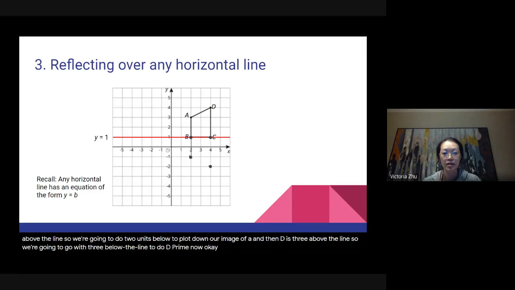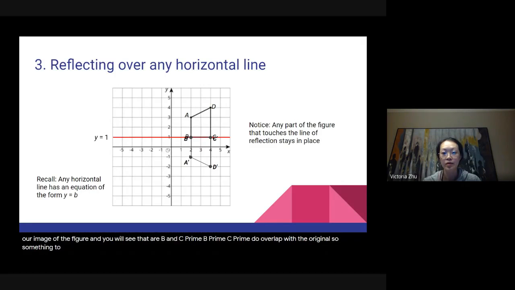And now connecting the dots and labeling our vertices. That will give us our image of the figure. And you will see that our B and C prime, B prime and C prime do overlap with the original.